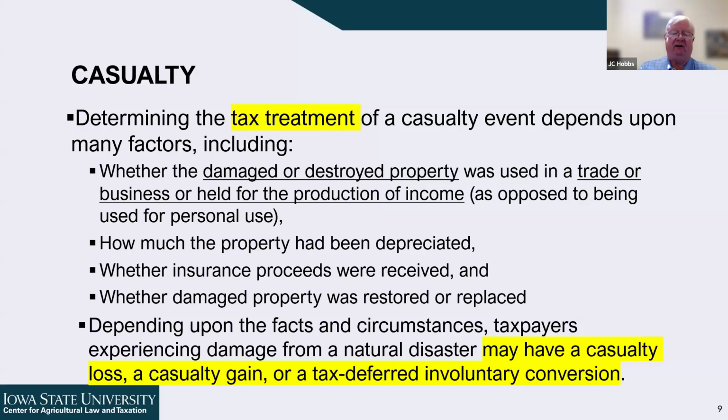We have to look at the facts and circumstances of every individual case. So as the farmer or rancher, to consider the taxpayer, they experience damage from these natural disasters. Remember I said up front, we could have a casualty loss, casualty gain, or we may have the ability to defer that tax bite if it's an involuntary conversion to a future year.